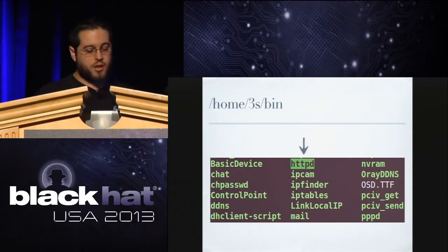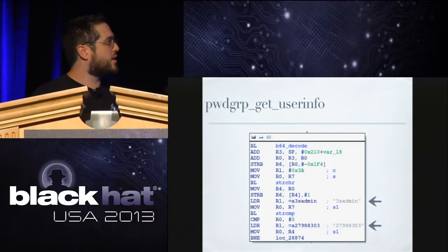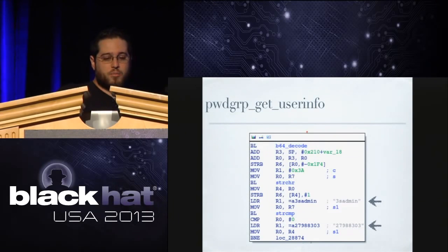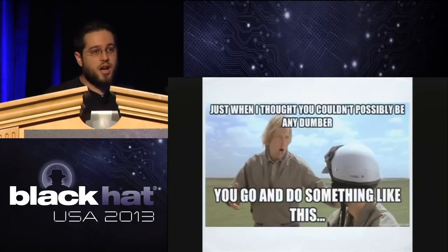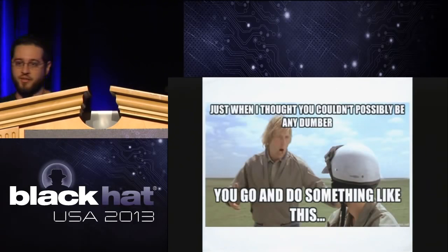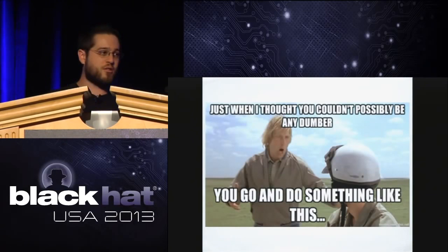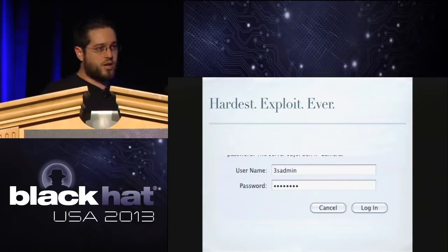So I started looking through the code for cross-references to B64 decode. And so what they do when they decode your password is they pass it to B64 decode. All right, that's fine. They're decoding your stuff. They then do two string comparisons against a hard-coded string, 3S-admin, and another hard-coded string, 279888303. And I saw this and I thought, there is no way you were dumb enough to hard code stuff into your HTTP server. These can't possibly be creds. But they were, and they worked great.